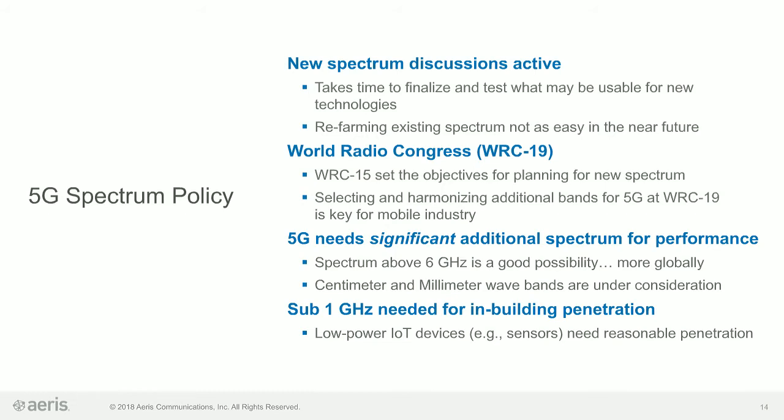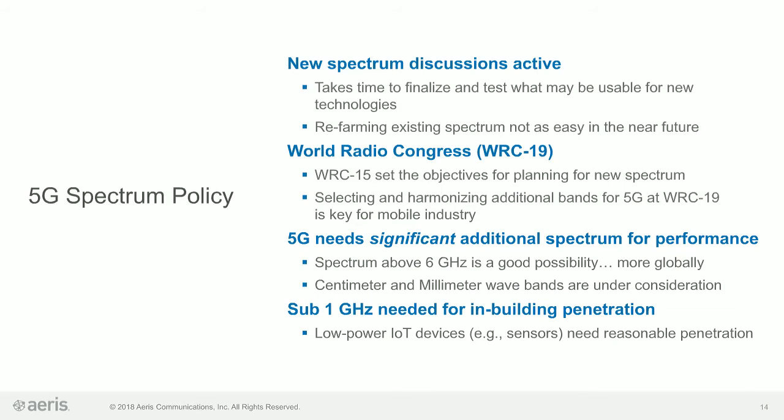The consideration is for spectrum to be available above 6 gigahertz, which is a good possibility because a fair amount of bandwidth is available in that, generally speaking, more global bandwidth available. The centimeter and millimeter wave bands are under consideration. This is upwards of 28 gigahertz, 35 gigahertz. Some people are even discussing the possibility of using 60 and 70 gigahertz technologies for 5G.